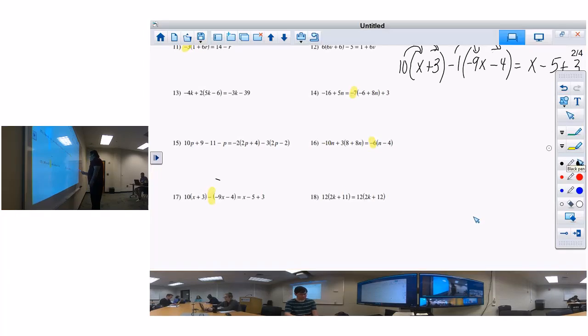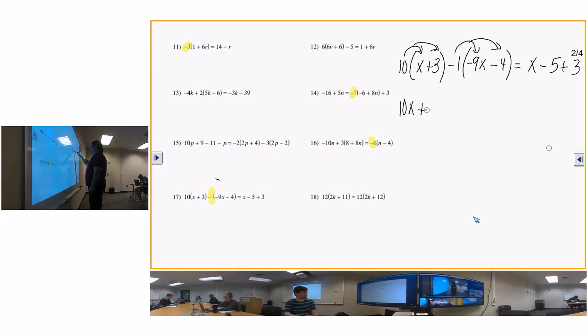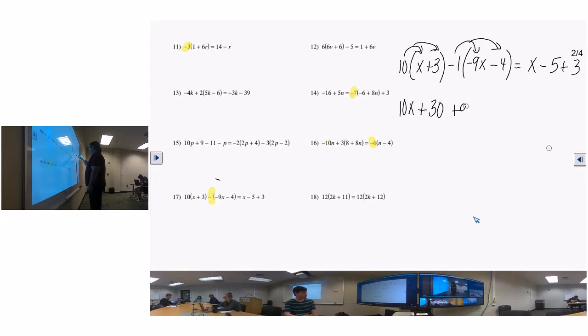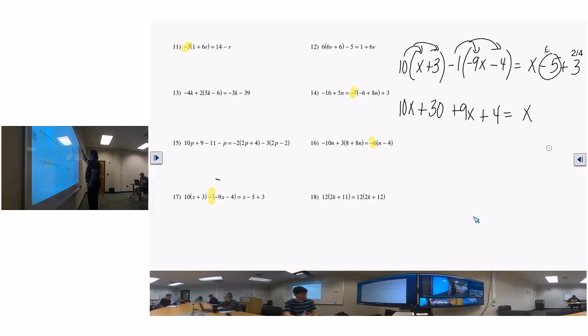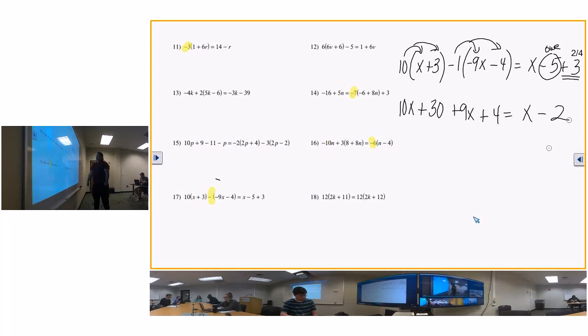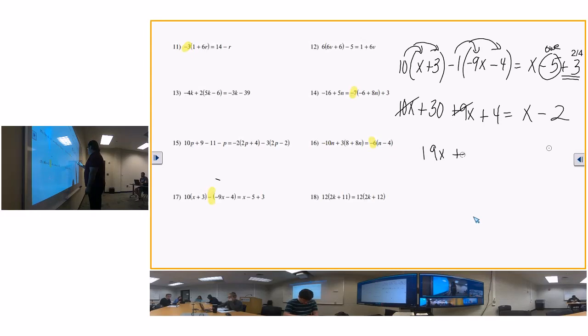Okay. 10X plus 30 plus 9X plus 4 is equal to X. You owe $5. You have $3, you still owe what? $2. Still owe $2. What is 10 plus 9? 19X. What's 30 plus 4? 34.